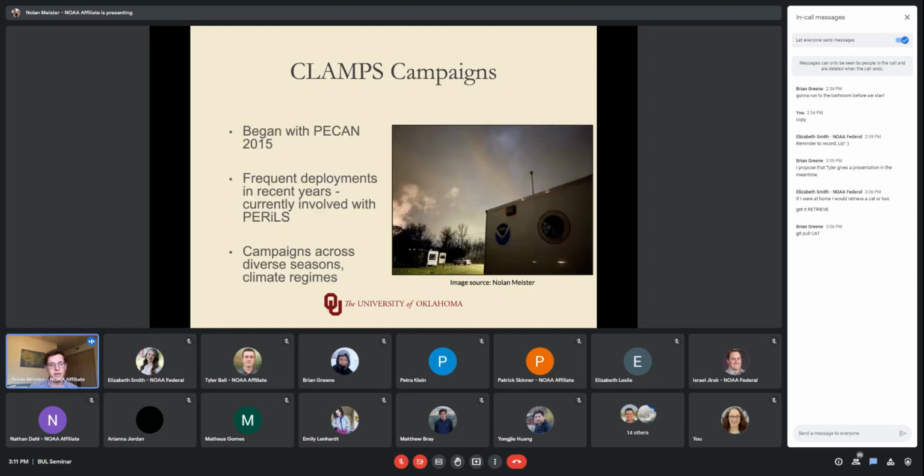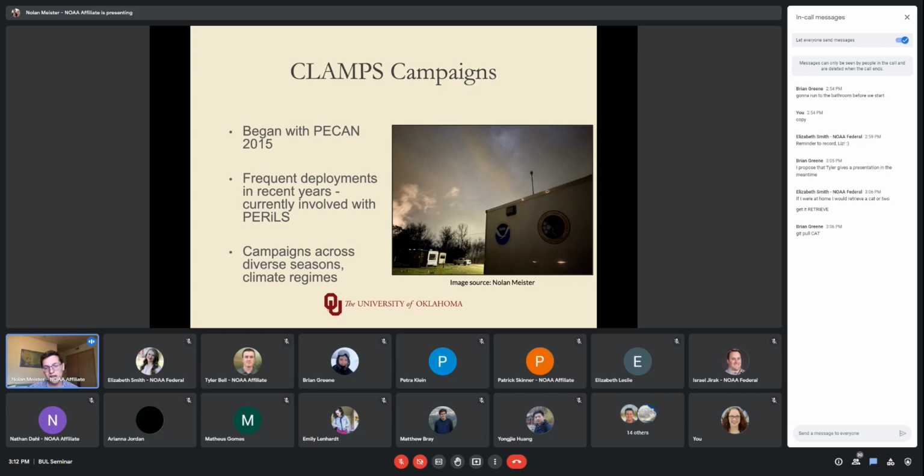So both CLAMPS have been involved in quite a few campaigns, beginning with PECAN way back in 2015. And the pace of deployments has really picked up in recent years. Both CLAMPS are currently involved in PERILS. You can see this image I took at 5:30 a.m. before I'd had my coffee in Yazoo City a couple of weeks ago.